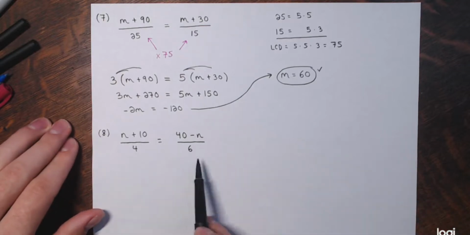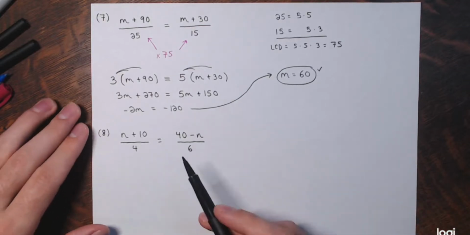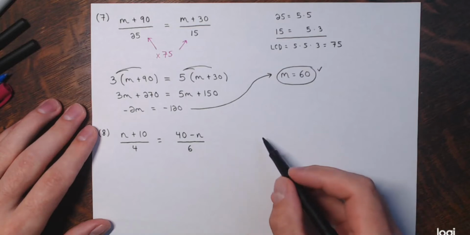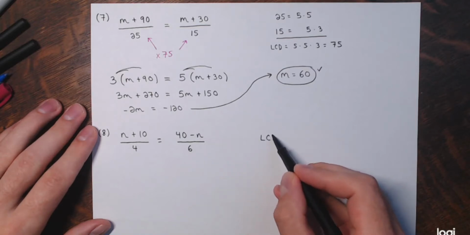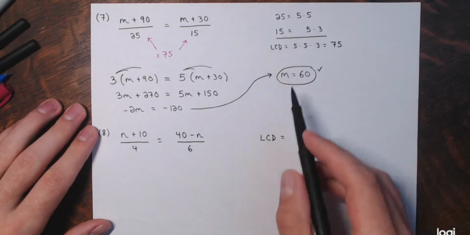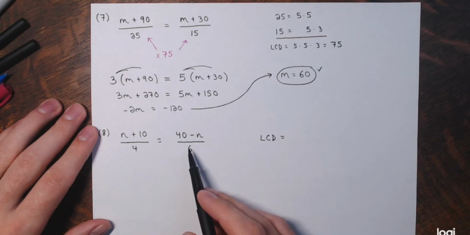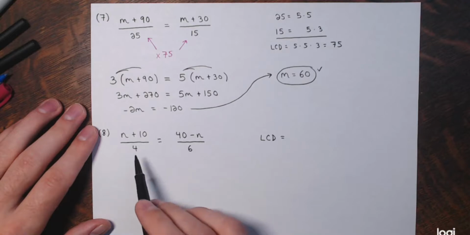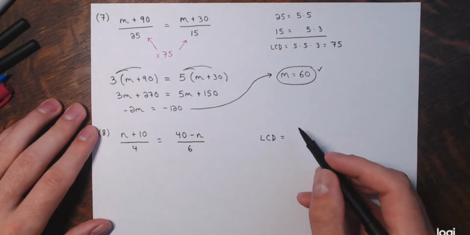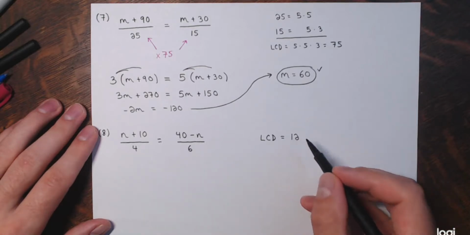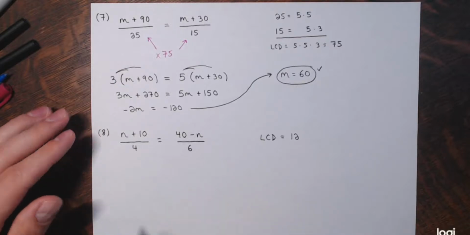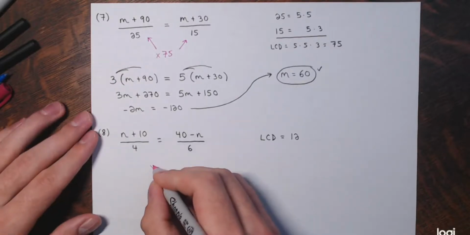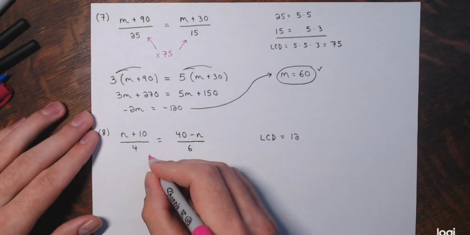All right, same thing for number 8. The LCD, I hope you can see it, right? I'm not going to do this like I did earlier. The denominators are 4 and 6. Both fractions are already simplified as much as they can be. For 4 and 6, the least common multiple would be 12. Right? So I'm going to multiply both sides by 12. I'm just going to put times 12.